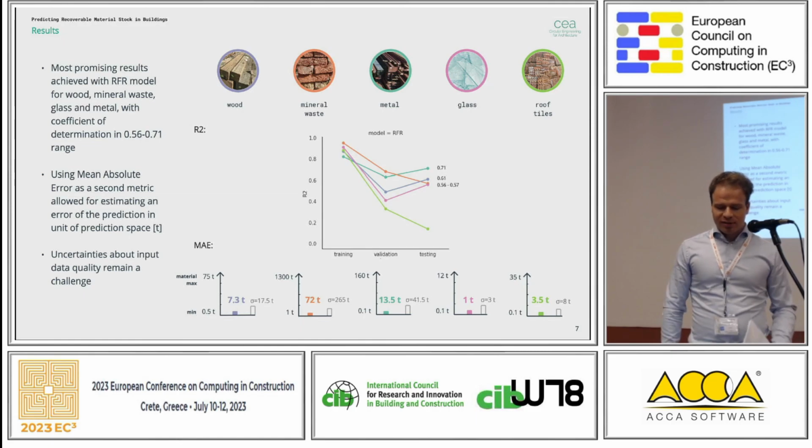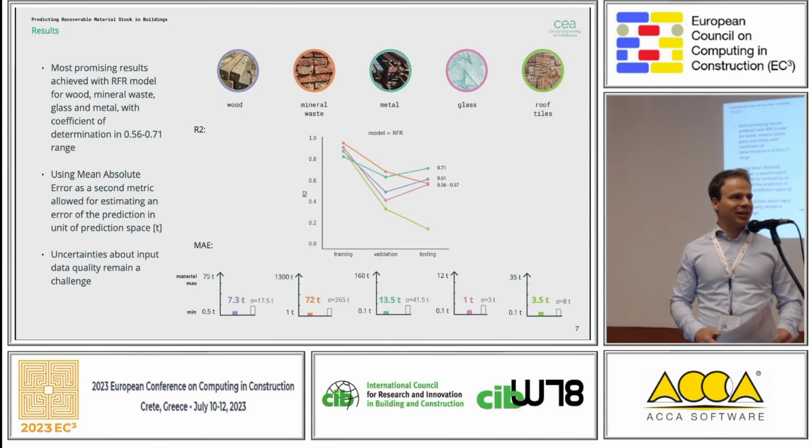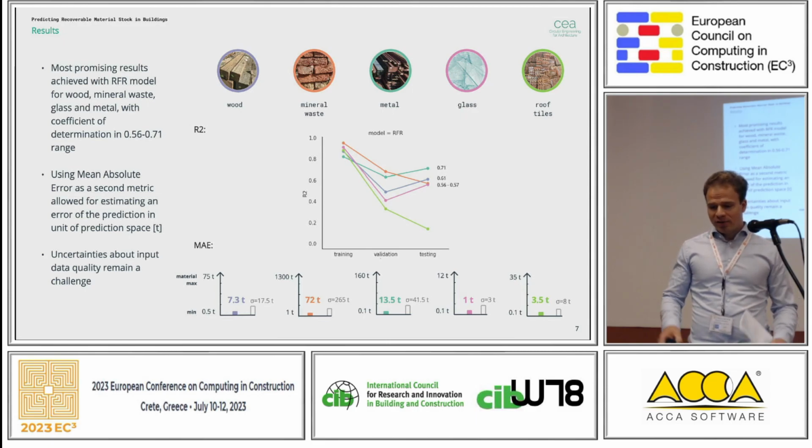Uncertainties about the data quality were the main challenge for several reasons. We had to process some of the values manually, so it's hard to know how much human error is really in there. And there was also ambiguity in the data. For example, the roof tiles were often recorded in the mineral waste category, so we had to find ways to split them apart. That could be a reason why it didn't perform so well. It was also one of the smallest data sets, but glass was small too and performed way better. So it's a bit hard to know why this didn't work.